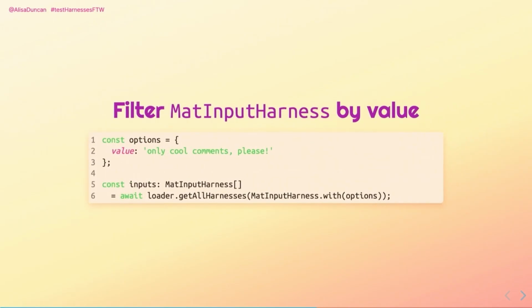If we look at this in practice, then what we'd want to do is add in the value that we want to search for, so a comment such as only cool comments, please. And then we can call loader.getAllHarnesses and then pass in that option. So now we're going to get all of the MAT input harnesses with the value only cool comments, please.